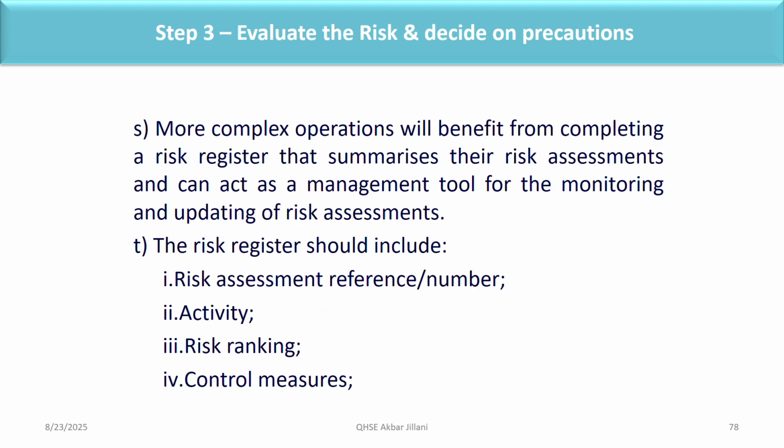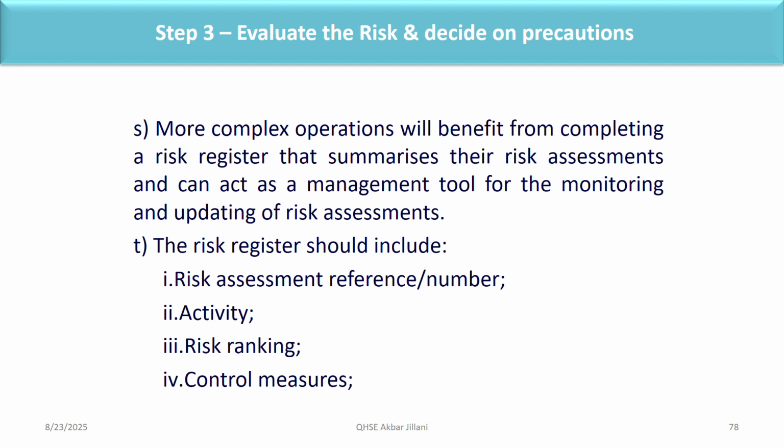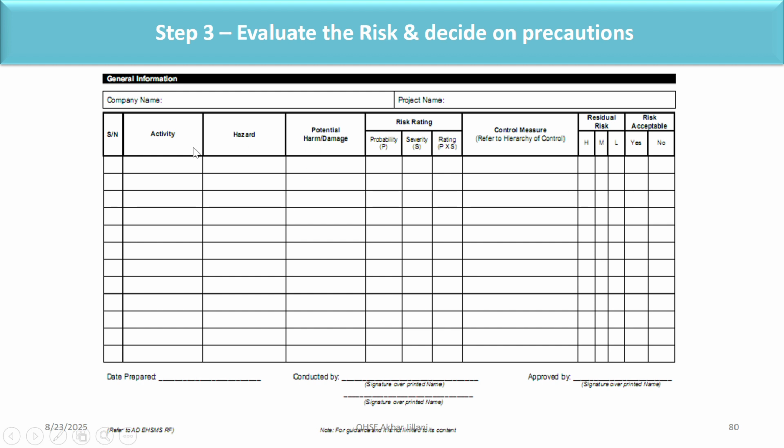Now, we are coming here. The risk register should include the risk assessment reference number, activity, risk ranking. Actually, when we develop the risk register, it will have the risk assessment reference number, name of the activity, risk ranking, control measure, time scale, action owner, and review date. Every organization has their own format.